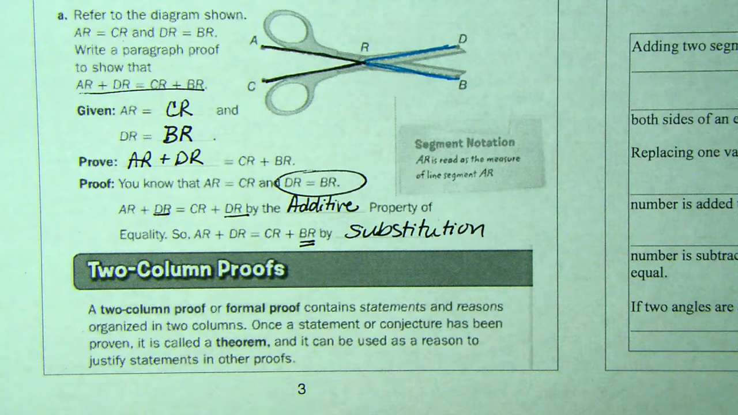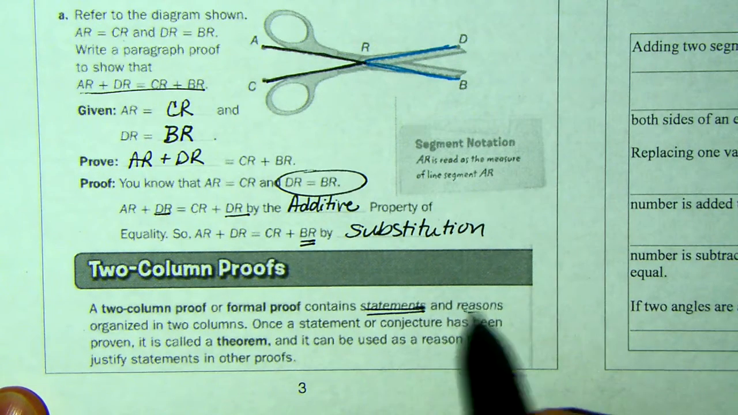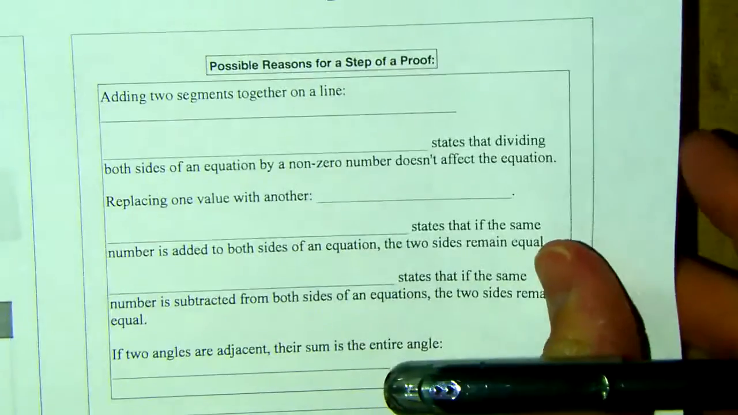There will be a column on one side and a column on the other side. In one column, it's the statements as they go through it, and the other column is the reasons. So there'll be definitions, there'll be the word substitution, all of that stuff will come up. Okay, a couple of the reasons you might see are over here.